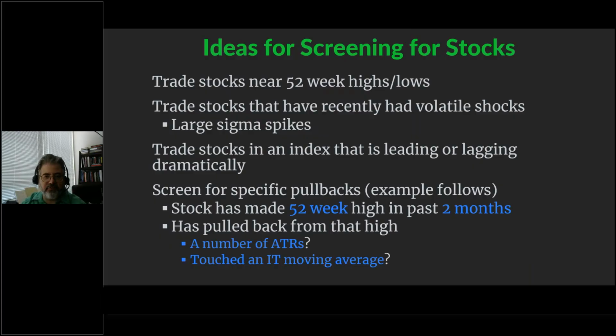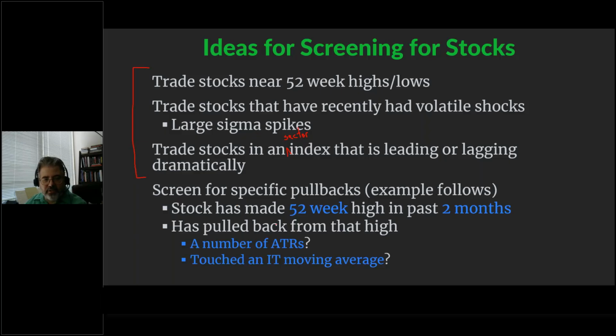You can look to trade stocks that are near 52-week highs and lows, trade stocks that have had large volatile shocks recently, trade stocks in a sector index, and a sector that is leading or lagging. So there is some dynamic in the individual sector. Once you have this, which will narrow your universe of several thousand stocks, you screen for liquidity, you apply these filters, you end up with a handful that you need to look at, and then you can start visually pulling out the patterns you want.